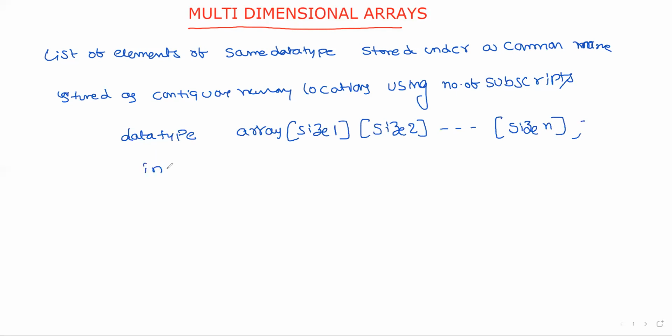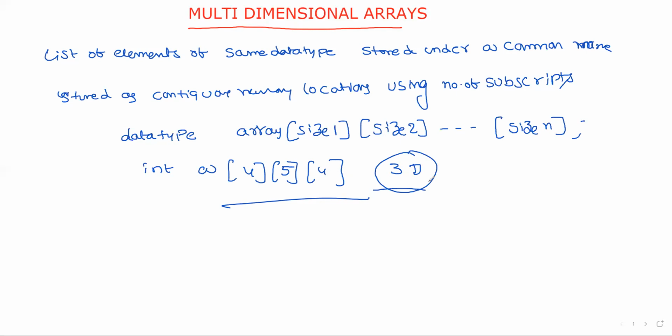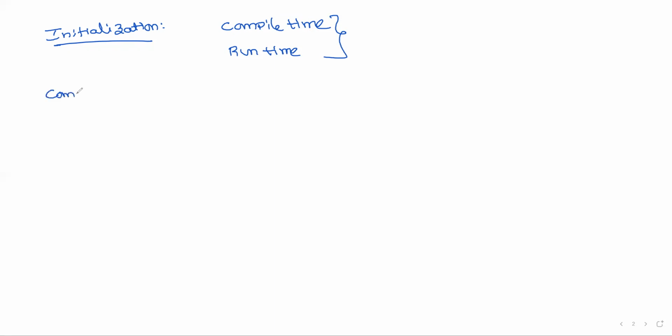For example, int a of 4, 5, 4. This is called a three-dimensional array. This is called declaration. Now the thing is initialization. What do you mean by initialization? Assigning values is called initialization. Initialization is categorized into two types. One is compile time initialization. Second one is runtime initialization. Compile time initialization in the sense assigning values at the time of declaration.